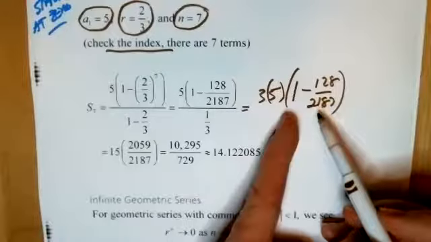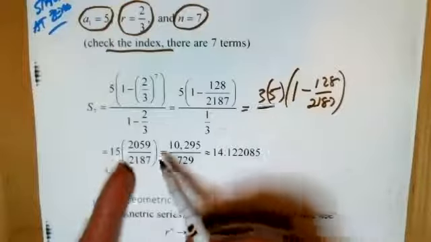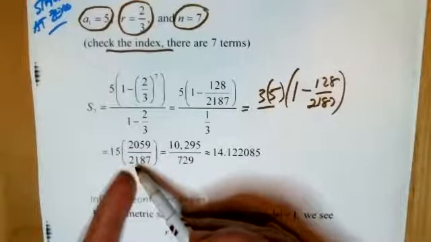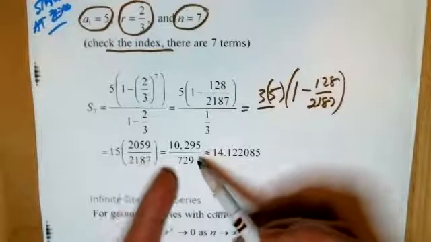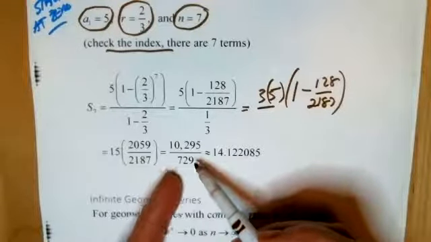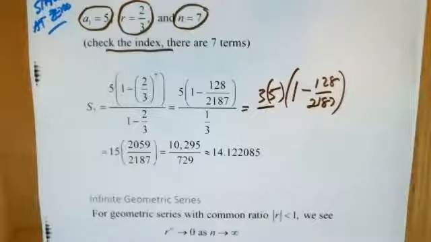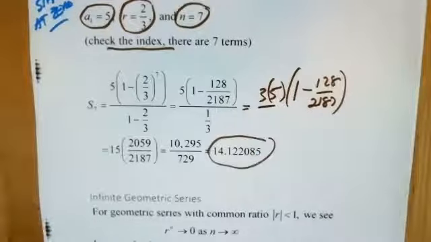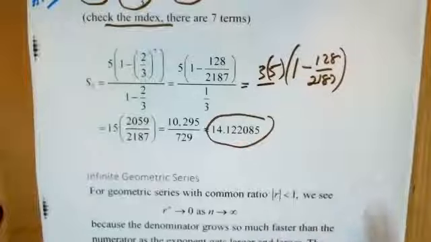So we're going to make common denominator here, and when we add, we now have 15 times 2,059 divided by 2,187. So when I multiply that out, I've got the exact value in reduced form of 10,295 divided by 729. And then this one I did do an approximation for. It seemed appropriate to see about what that number is. So approximately 14.122085 and so forth.